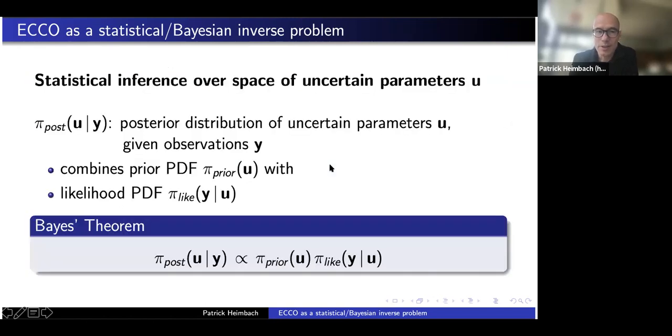And the statistical inference problem of the uncertain parameters U is one where we're seeking the posterior distribution of the uncertain parameters given the observations Y. And here we're using Bayes' theorem to basically say we can obtain this posterior distribution by the product of the prior, the knowledge that we have on the unknowns, and then the likelihood of basically finding the observations given the unknown vector U.